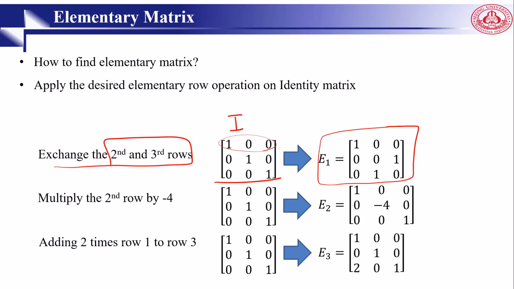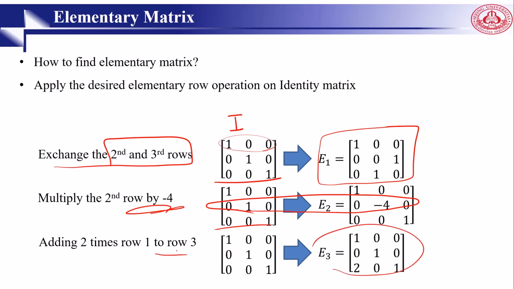So we are building some blocks, and later we can apply these blocks to other matrices to change the rows. Or we can multiply the second row by -4, which is scaling. Or we can add 2 times row 1 to row 3 to get this one. So these are just some row operations that we can do on the identity matrix, and these are our elementary matrices.